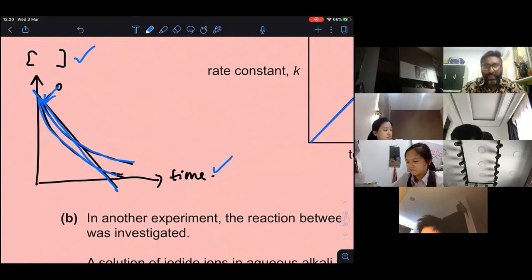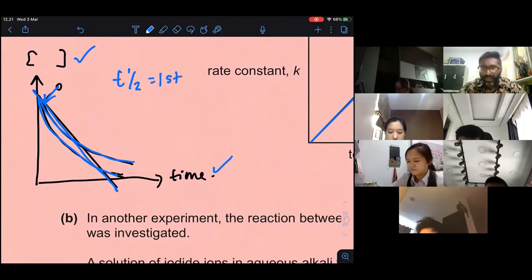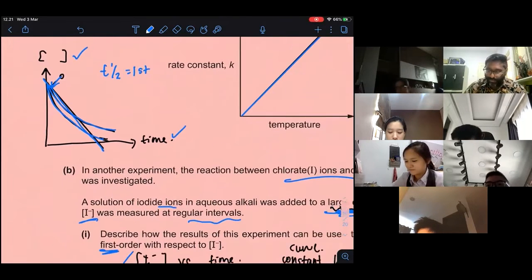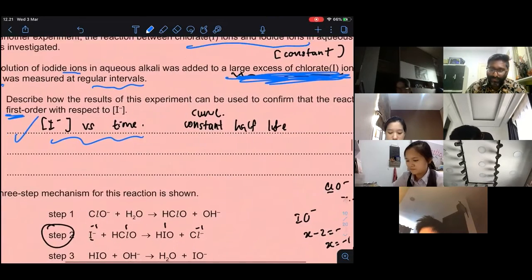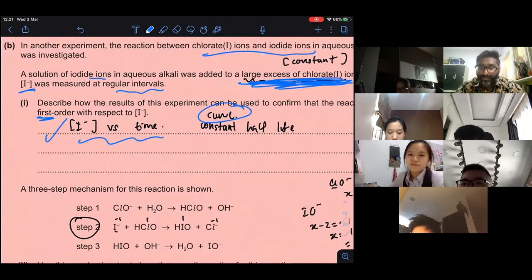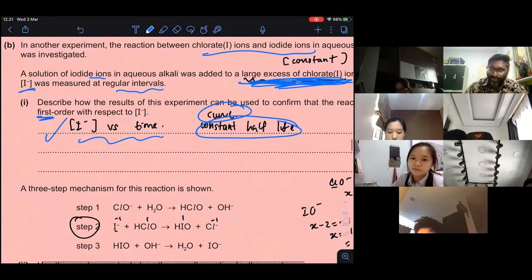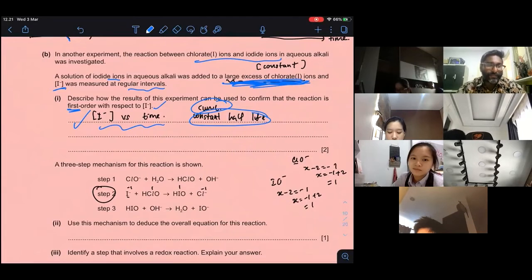One of them will follow the half-life equation correctly. It means the half-life is going to be constant. So the constant half-life is first order. The half-life that is non-constant is going to be second order. So it means now you want to find out whether it's going to be first order. First, you need to mention you are going to get a curve. And after that, if you measure the half-life, you are going to get a constant half-life. That is going to be enough to confirm that the reaction is first order with respect to this.